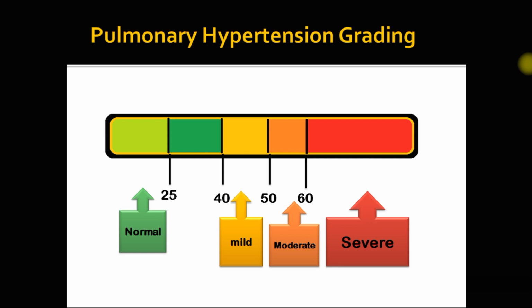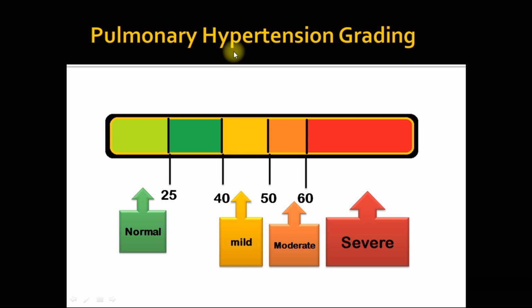Then from the tricuspid regurgitation Vmax, we can estimate the pressure gradient. The pressure gradient we get, when added to the right atrial pressure estimated from the inferior vena cava diameter and its inspiratory collapsibility, we get the right ventricular systolic pressure, which equals the pulmonary artery systolic pressure.